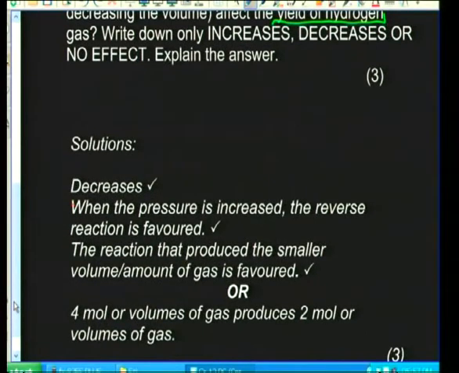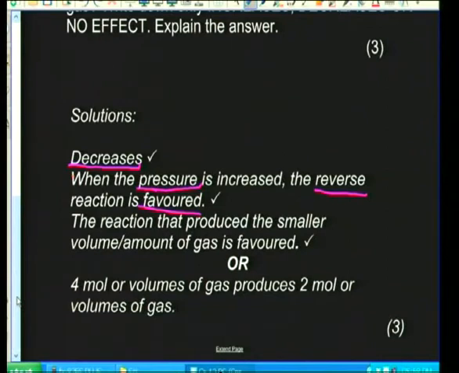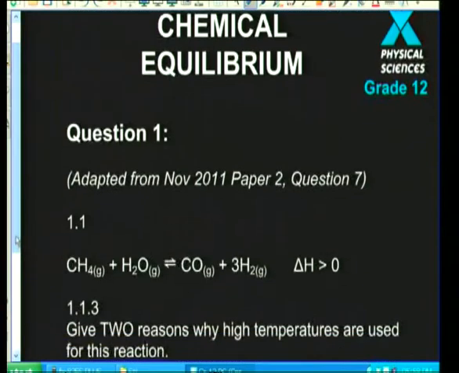Let's go through it. Hydrogen production would decrease because as the pressure is increased, the reverse reaction is favored. We've mentioned that. Why? Because the reaction that produces the smaller volume or amount of gas must be favored. Again, you would also get marks if you discussed the 4 moles or the 4 volumes of gas producing 2 moles or 2 volumes of gas for the reverse reaction. Let's move straight along.